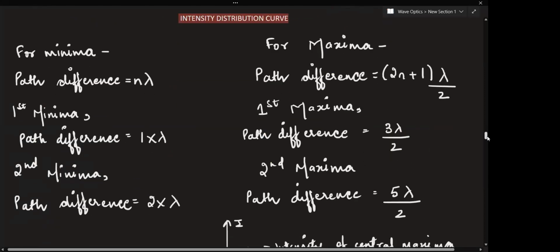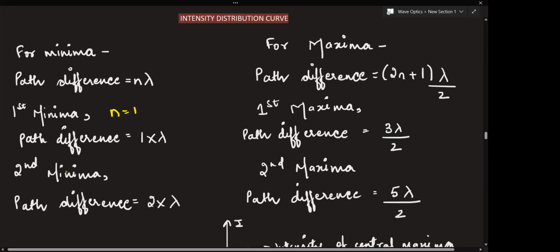See, before understanding the graph, if we plot a graph between the intensities of maxima and minima against the diffraction angle, then we'll get a certain type of graph that we'll see later. Now see, for minima, the path difference is n lambda, as I've told you. And for maxima, it is (2n plus 1) lambda by 2. So for first minima, n would be equal to 1, so path difference would be simply lambda. Similarly for maxima, it would be 3 lambda by 2.